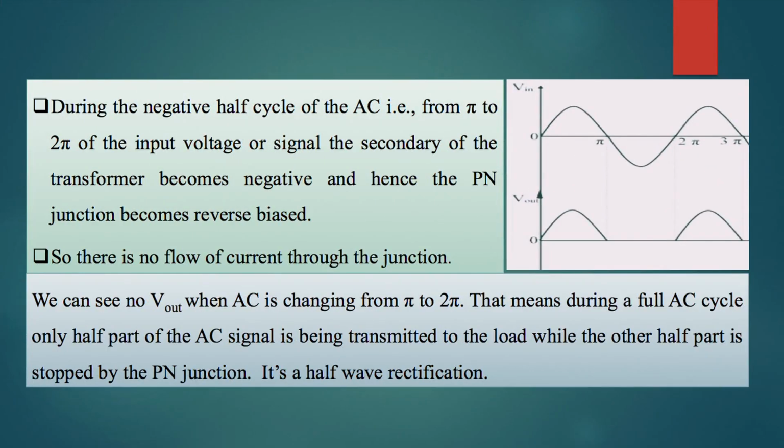Again, during the negative half cycle of the AC, that is when the AC is changing from pi to 2 pi, we are not getting any V output through the rectifier because the PN junction is reverse biased at that particular moment. So there is no flow of current through the junction. That means that during a full AC cycle, only half of the AC signal is transmitted to the load, while the other half is stopped by the PN junction in a half wave rectifier.